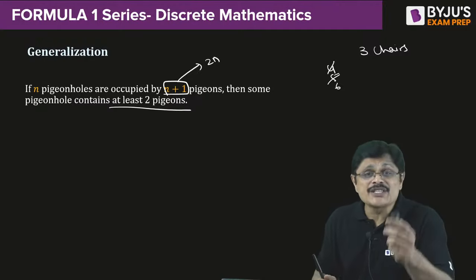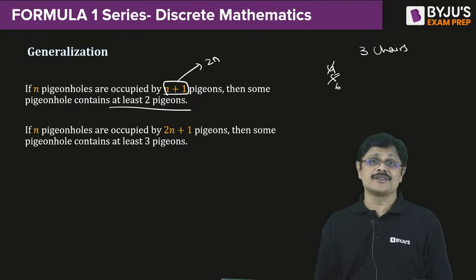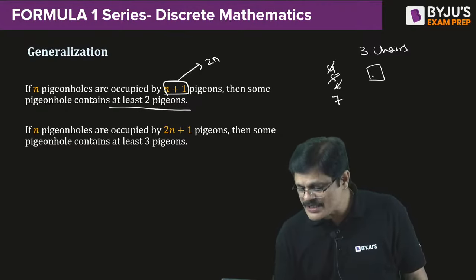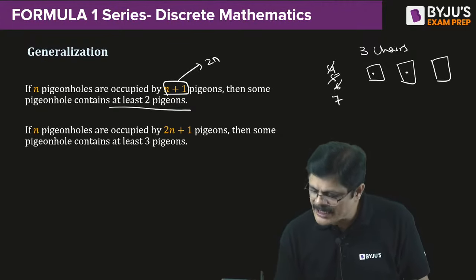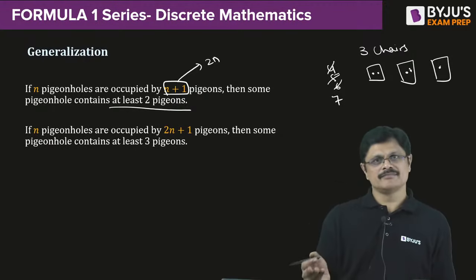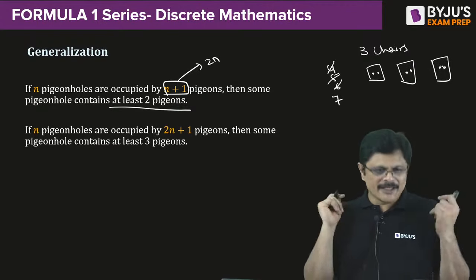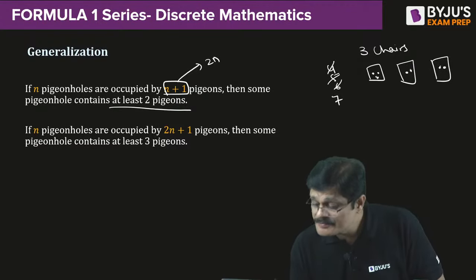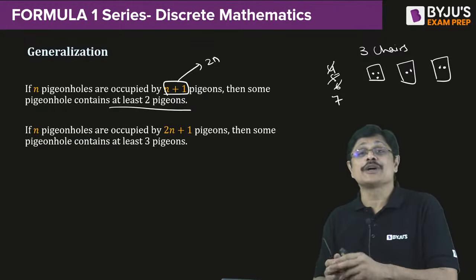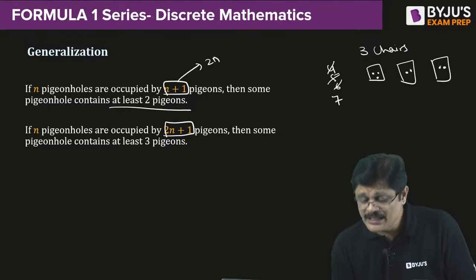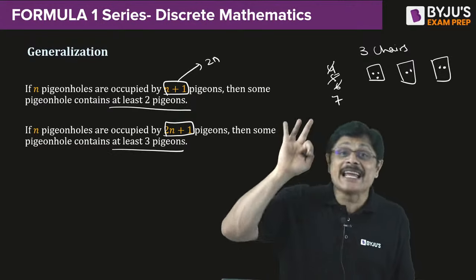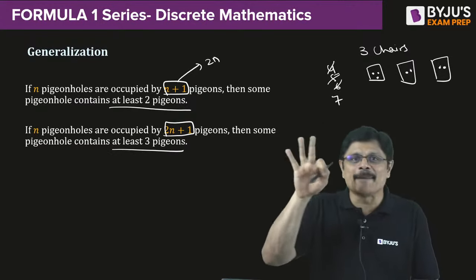But once you have 2n plus 1 pigeons, that is, if there are 7 people, see the systematic situation. First person goes here, second person here, third, fourth, fifth, sixth person. But the seventh person has to occupy an already occupied cell. Am I clear? So in this particular case you can guarantee 3. If it is 2n plus 1, you can guarantee at least 3 pigeons in some pigeonhole, my dear friends.